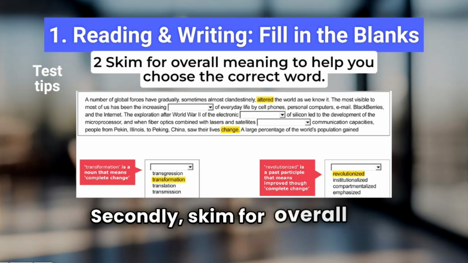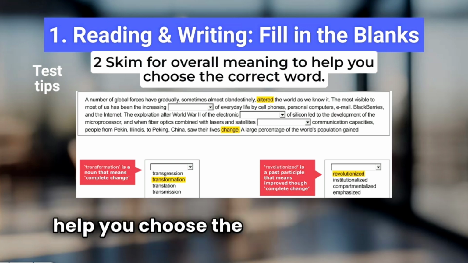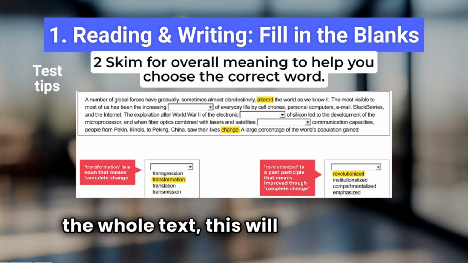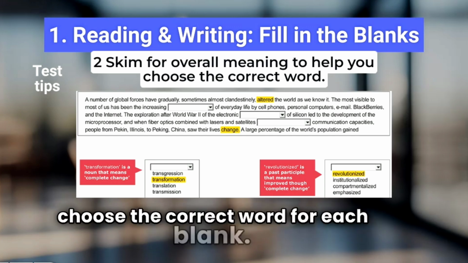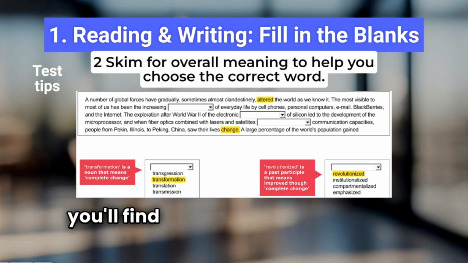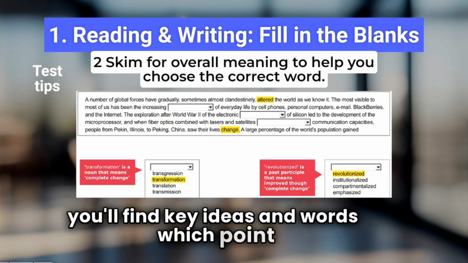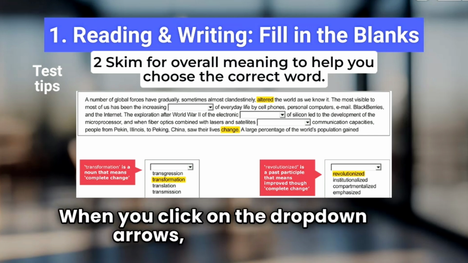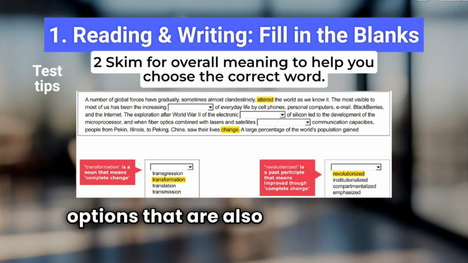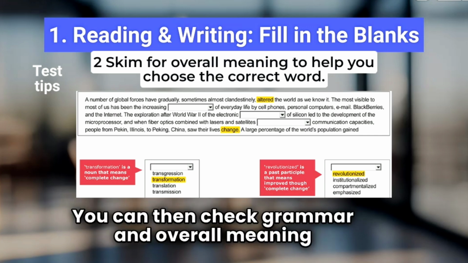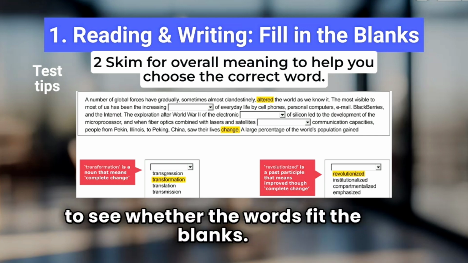Secondly, skim for overall meaning to help you choose the correct word. If you understand the general meaning of the whole text, this will help you choose the correct word for each blank. For example, if you skim the passage given, you will find key ideas and words which point to a main topic of change. When you click on the drop-down arrows, you may find options that are also related to the main topic. You can then check grammar and overall meaning to see whether the words fit the blanks.